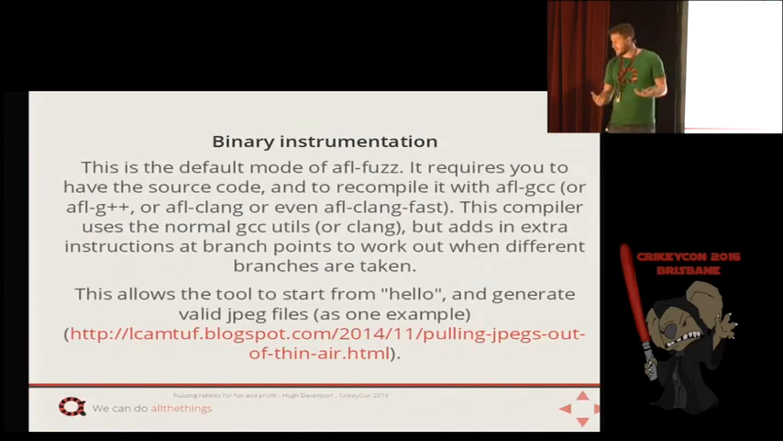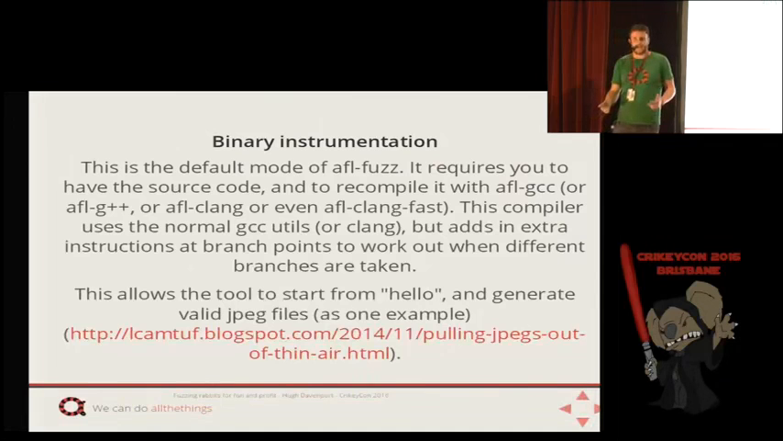So the binary instrumentation, this is just the default mode of AFL. You can force it to do a more dumb approach akin to ZZUF, but the reason why I'm using AFL is to use this awesome binary instrumentation. To use it, you have a wrapper script that AFL has around GCC or G++, and you recompile the binary, and it puts in all the instrumentation logic.